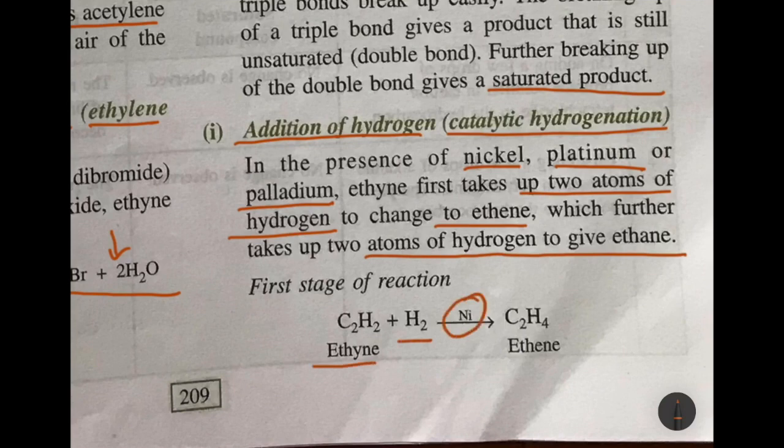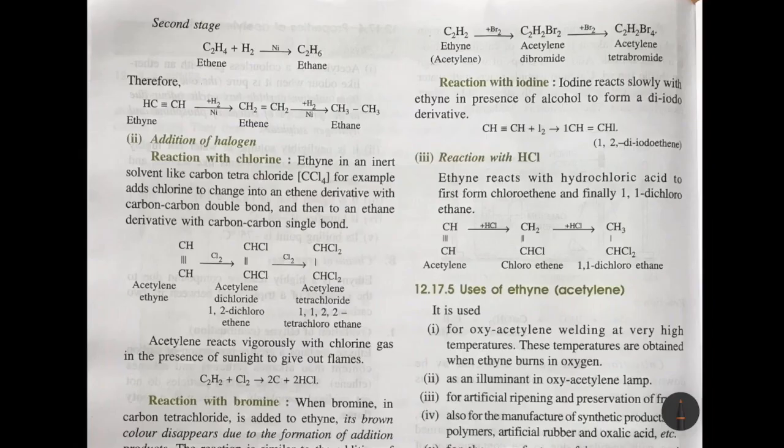Which catalyst is taken here? Nickel. So what is formed? Ethene is formed. So in the first stage, ethene is formed, and in the second stage, ethene will take up one hydrogen molecule in the presence of nickel as the catalyst, and ethane is formed. So here you can see how ethyne takes up one molecule of hydrogen, nickel as the catalyst, and forms ethene, which again takes up one hydrogen with nickel as the catalyst and forms ethane.